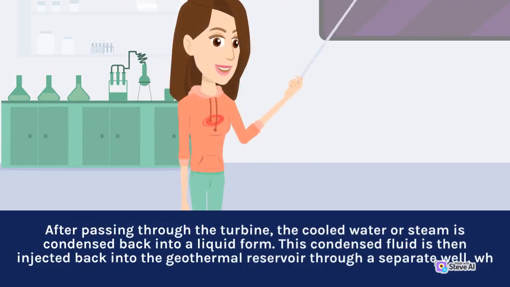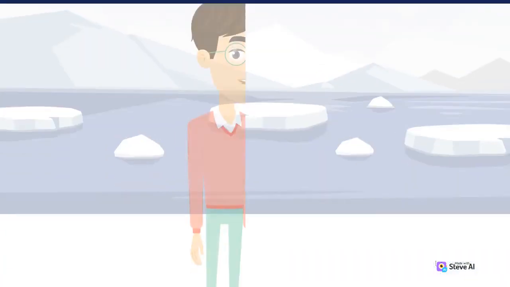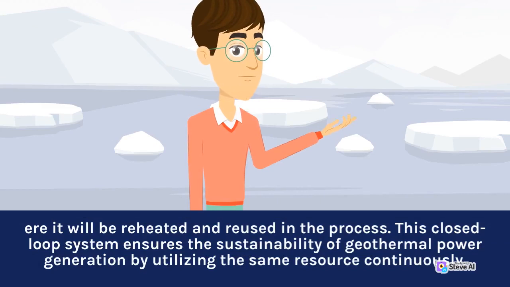After passing through the turbine, the cooled water or steam is condensed back into a liquid form. This condensed fluid is then injected back into the geothermal reservoir through a separate well, where it will be reheated and reused in the process. This closed-loop system ensures the sustainability of geothermal power generation by utilizing the same resource continuously.